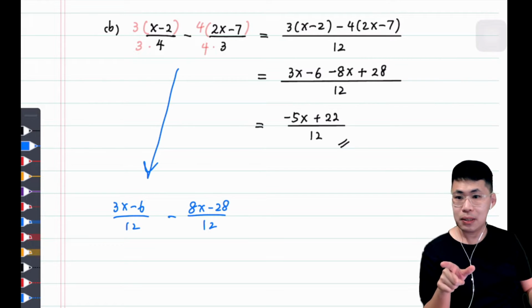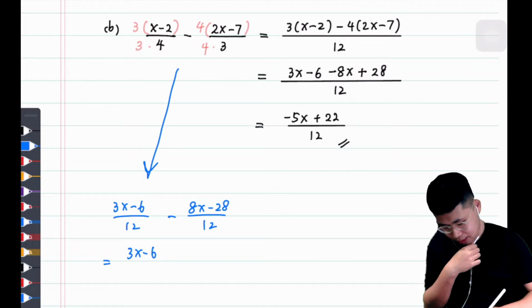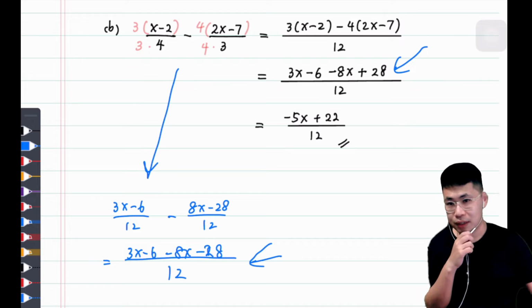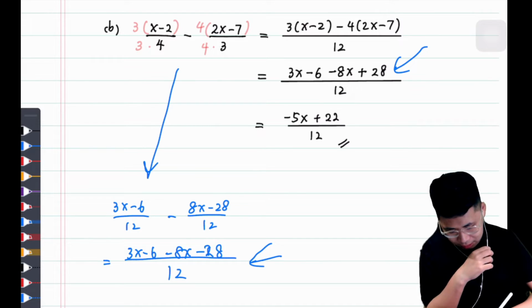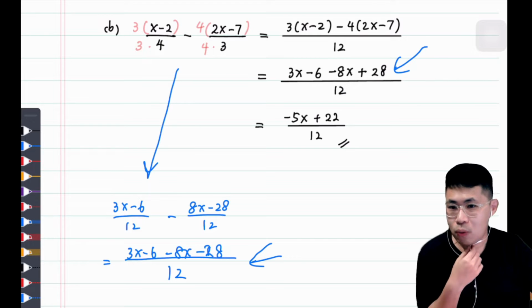So the careless mistakes that a lot of students will make would be over here. 3x minus 6 over 3x minus 6, and when they combine would be minus 8x minus 28 over 12. So if you compare this one over here and this one over here, where is the difference? Here, this is your difference. Alright, so what does it mean?